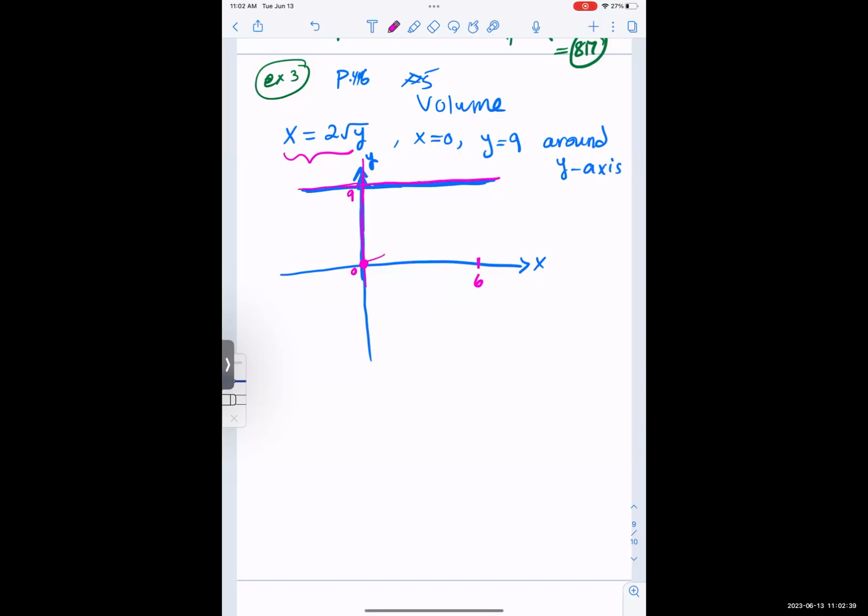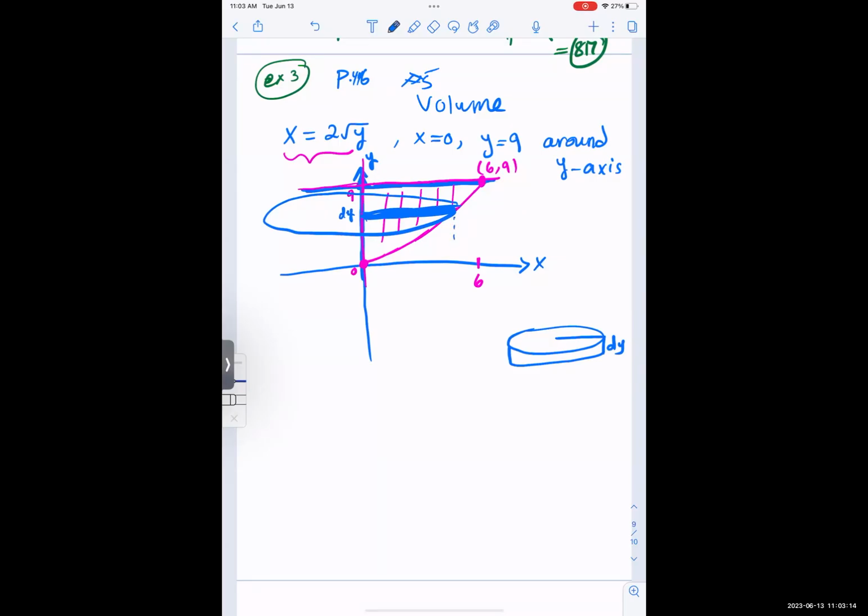So basically, 6, 9 is the point of intersection of the two. So this is the graph that you are revolving around the y-axis. So you are taking a chunk and you are revolving that around the y-axis. So the graph that you're pulling outside is horizontal this time. The cuts are dy, and the radius is corresponding to the x.